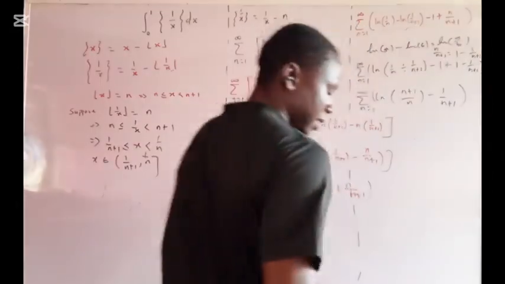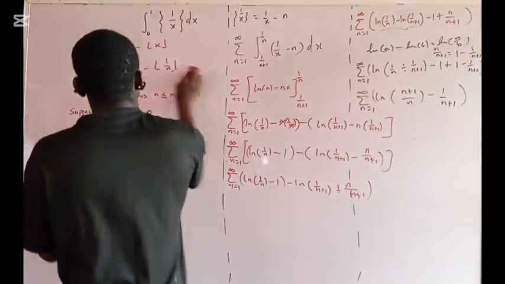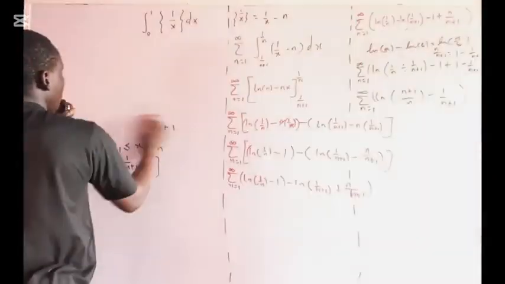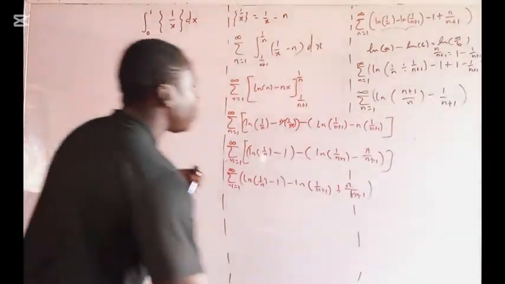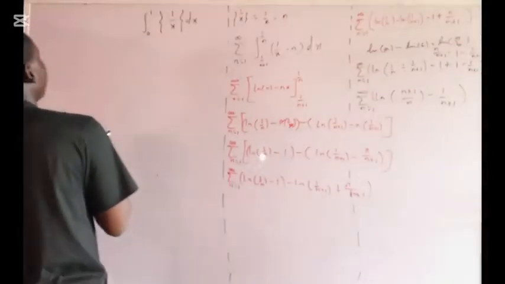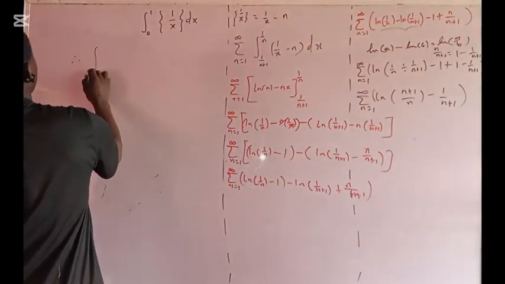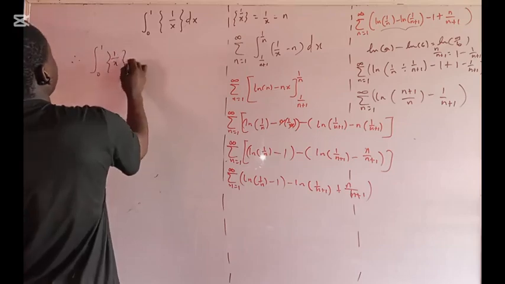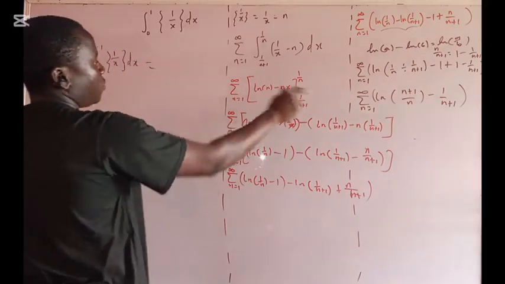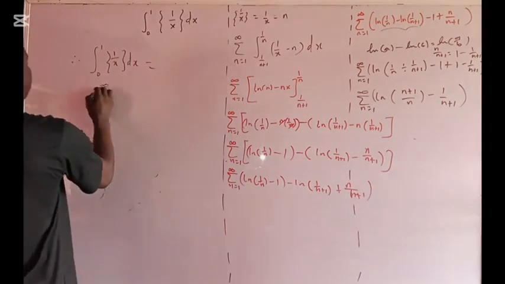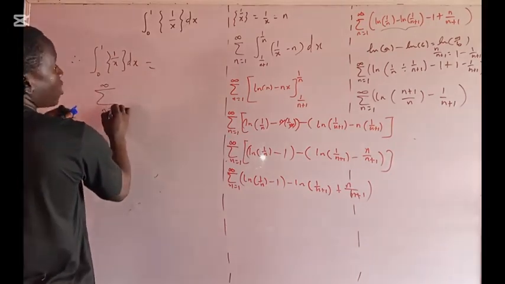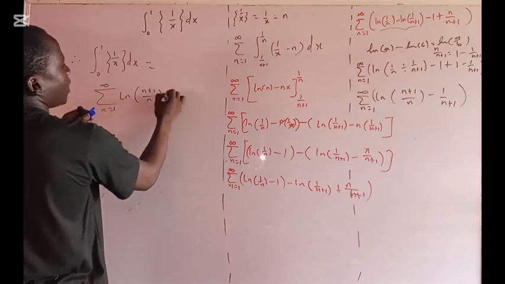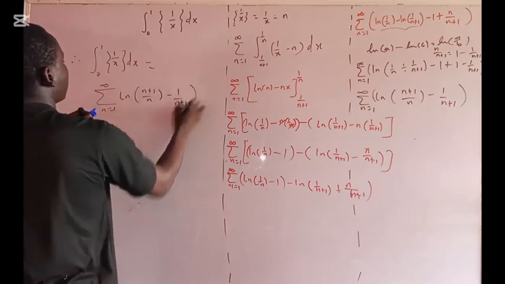So let me clean this part. Therefore, integral from 0 to 1 of fractional part function of 1 over x dx is equal to this beautiful summation, which is sum of n from 1 to infinity of natural log of n plus 1 over n minus 1 over n plus 1.